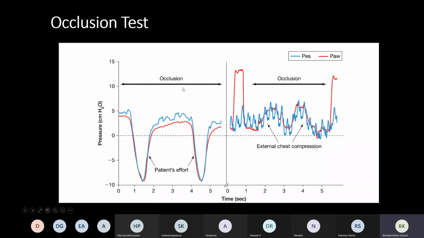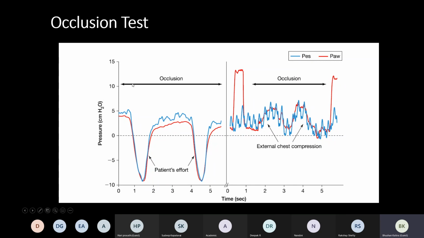The second is this slide, which should have come above: the occlusion test. Now, what is an occlusion test? Once you've come to that position, this was explained by Baydur and colleagues back, I think, in the 1980s, to know the swings in the esophageal balloon and the airway pressure independent of the airway pressure itself. What am I talking about?